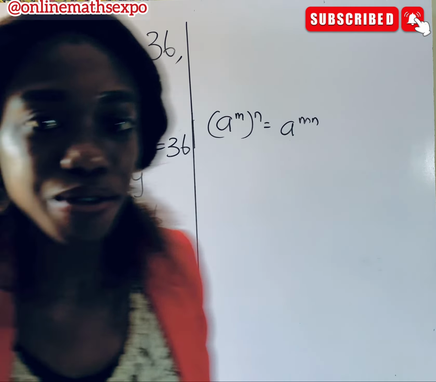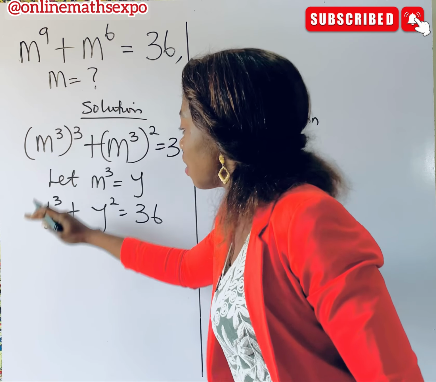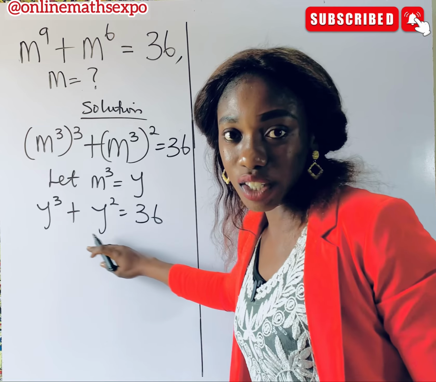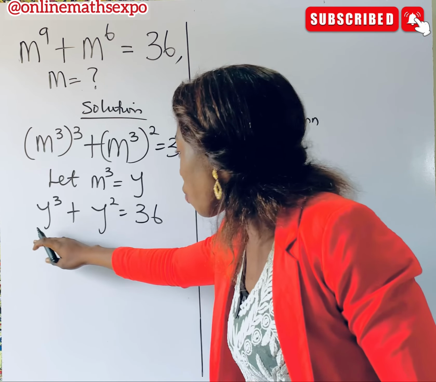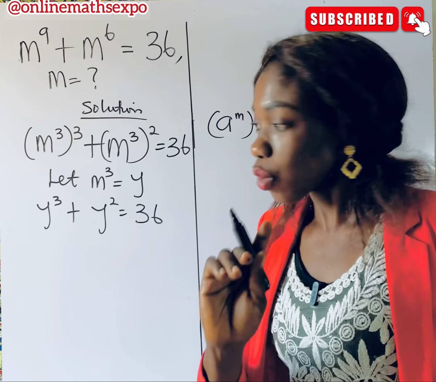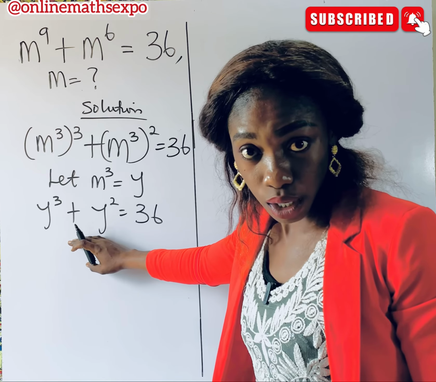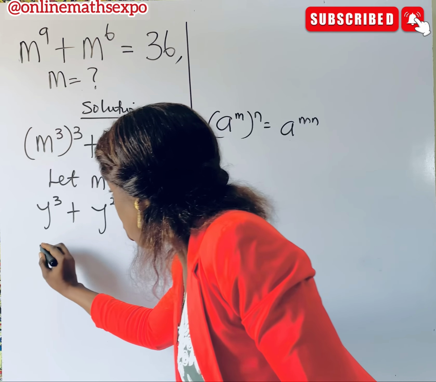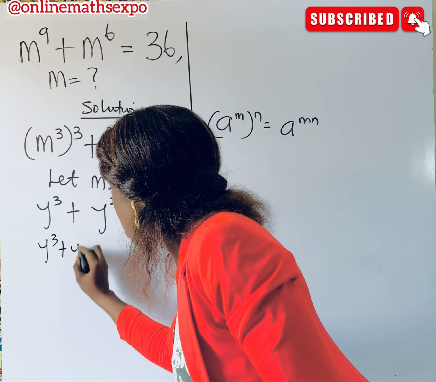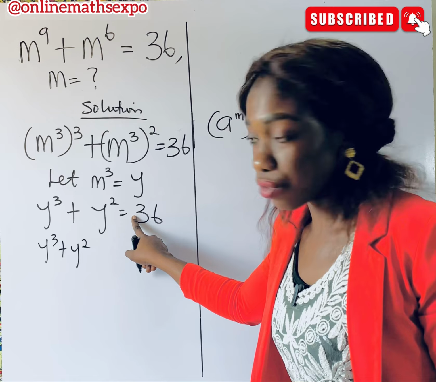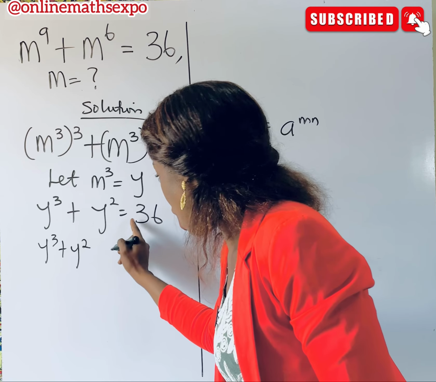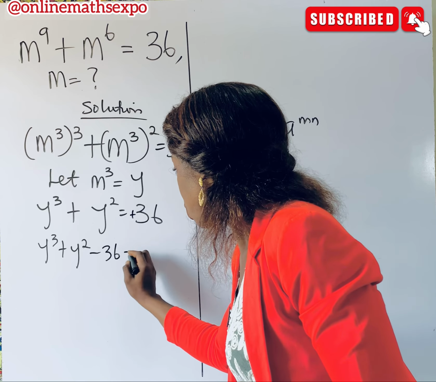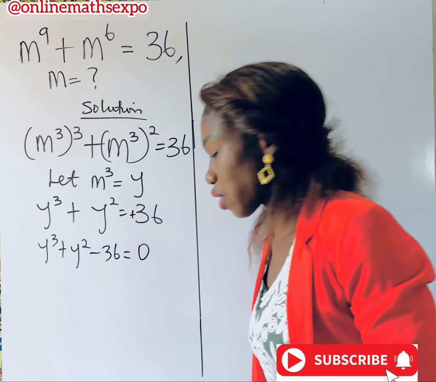So what did you observe? From degree 9, we have gotten to one that has the highest power to be degree 3. We call this cubic. Now, how do we solve this? We are going to use the factor theorem. Now, what does that mean? Before then, let's simplify this. So we are going to have y cubed plus y squared. This is positive. So we are taking it to the left side and we are going to subtract. Remember, it's positive. So subtract 36 from both sides. If you subtract it, it becomes 0.